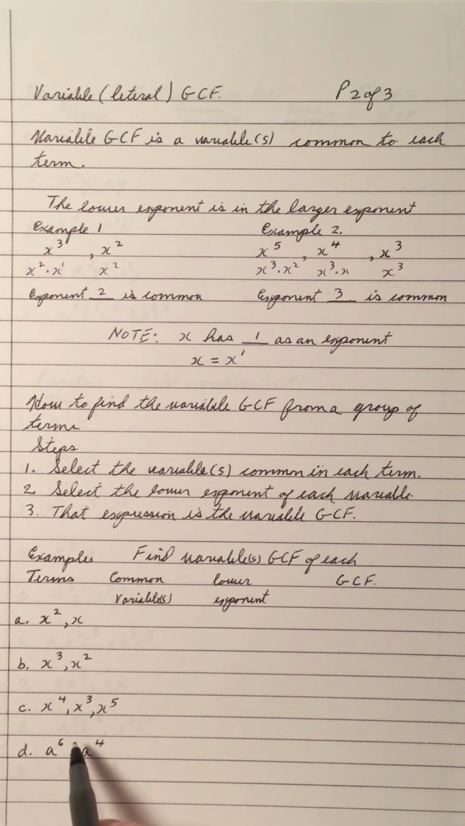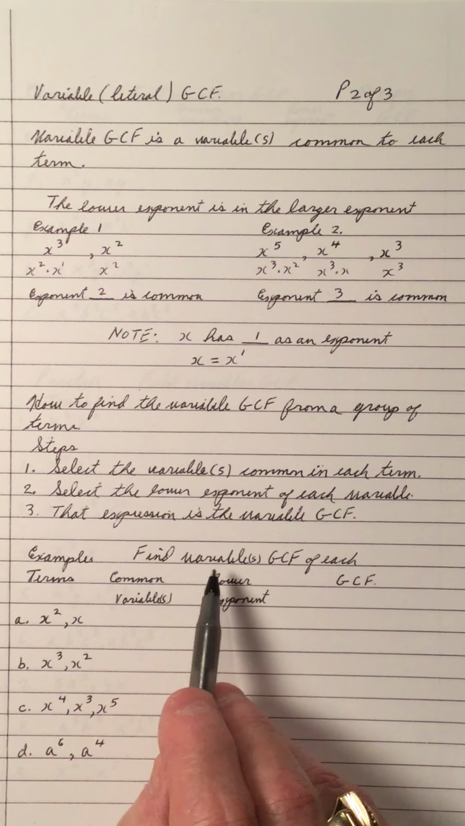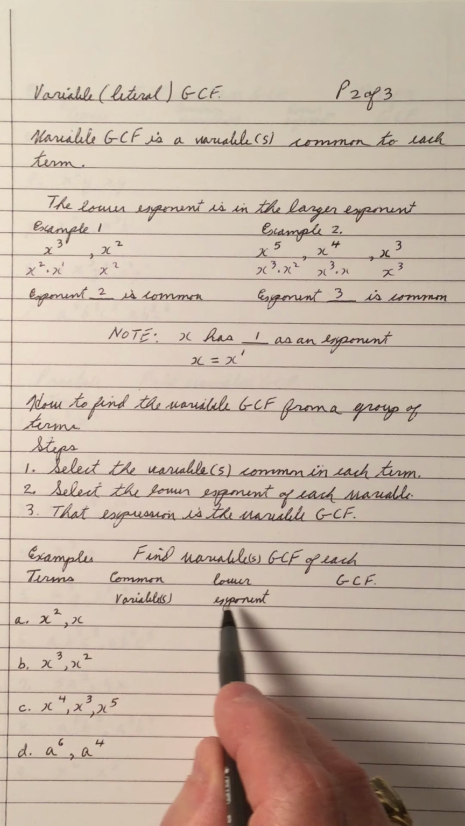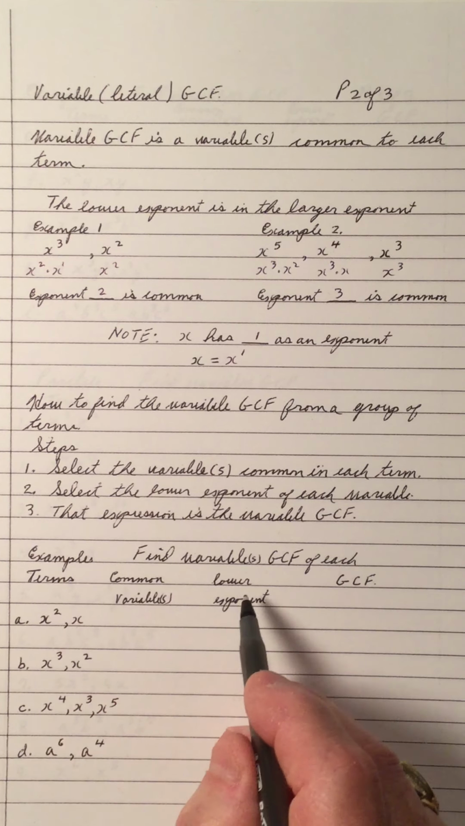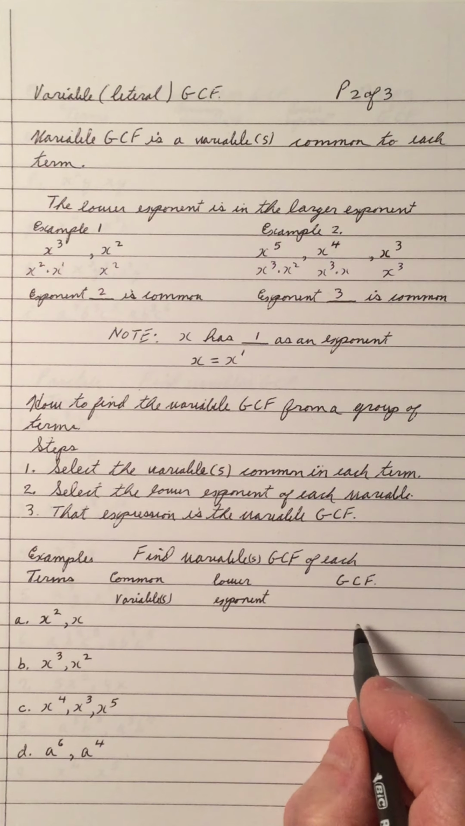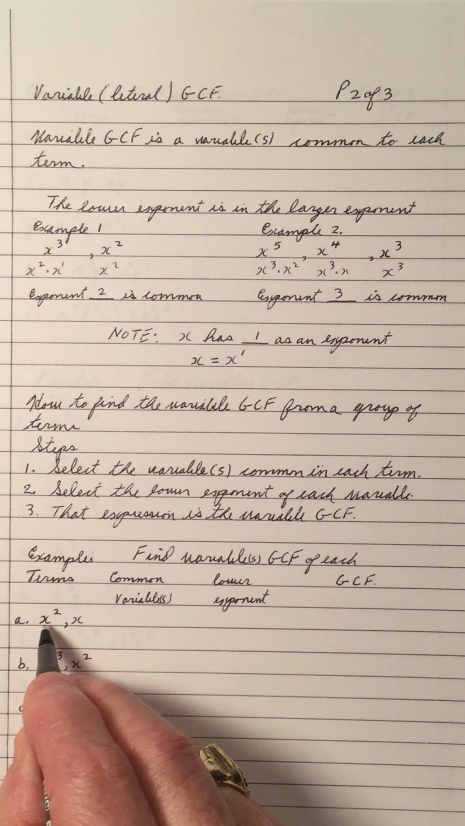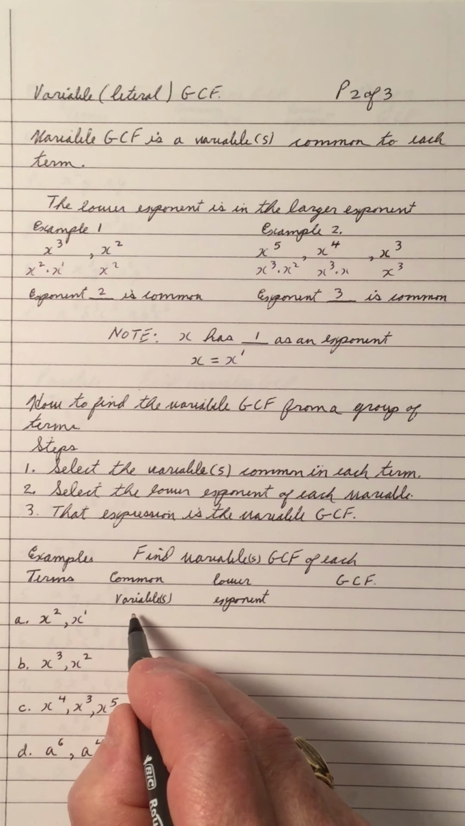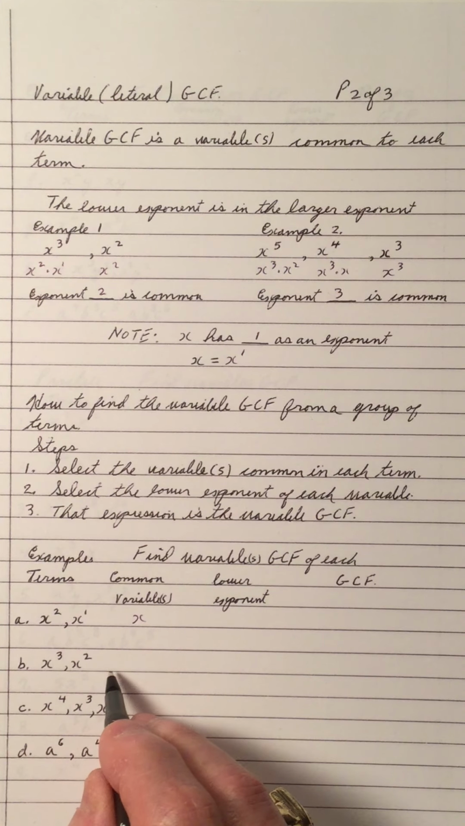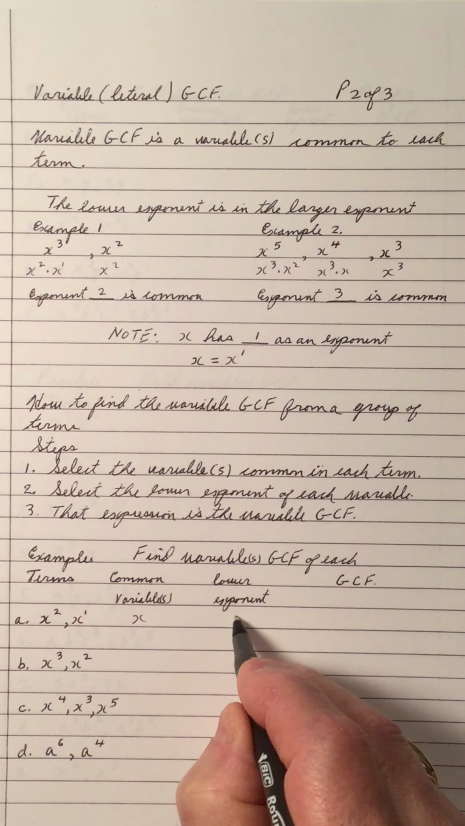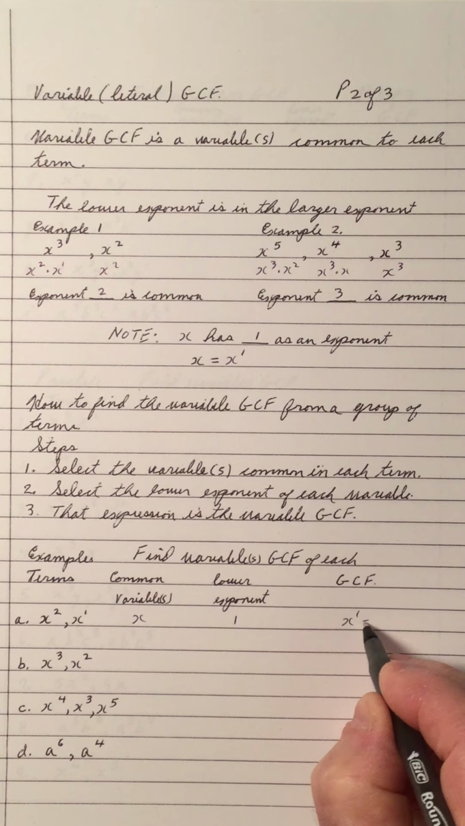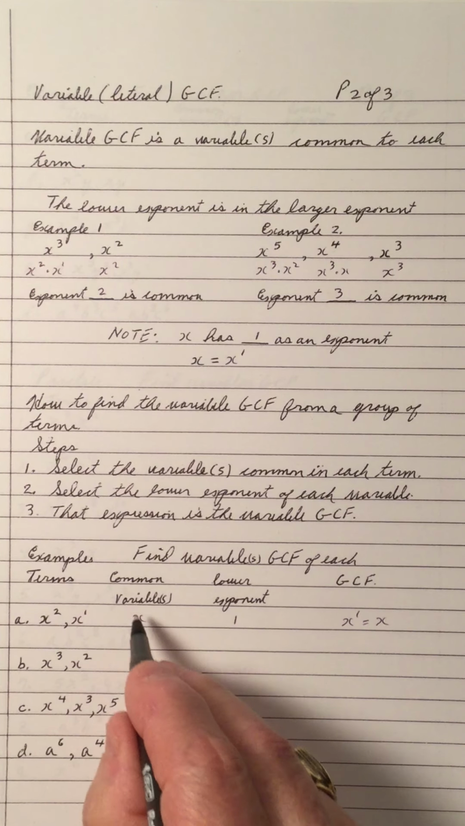Let's use these examples to explain. Find the variable GCF of each. So we're going to go through these steps: common variables, smaller exponent, and then the GCF. So here in A, I have x squared, x to the 1. So the common variable is x. The smaller exponent is 1. So the GCF is x to the 1, or we just say x.